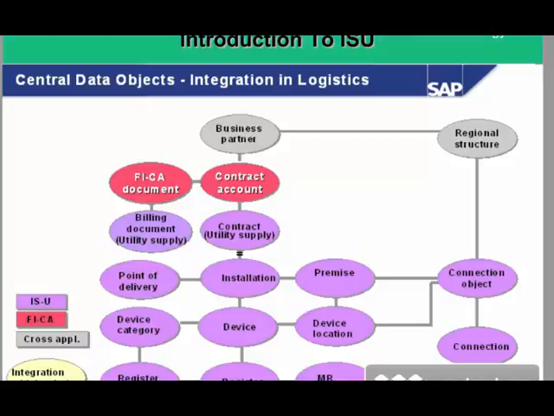Then the device has registers, which are used for meter reading services. Registers are clubbed together into a register group. Device category has one register group. And then device location is linked to the connection object. Connection object has a regional structure. So don't worry about it. As and when you proceed into the respective modules, you will come to know the details of each one of these entities.